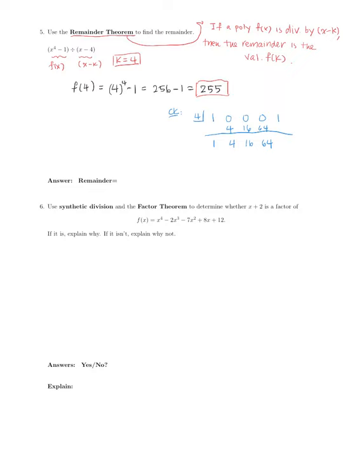Oh, you know what? Hold on one second. Sorry, I made a mistake. This should be negative 1, right? Because the constant term is minus 1. Sorry about that. So in this case here, 64 times 4 is what? 256. Subtract 1, 255. Boom. This is going to be the remainder. So it checks. All right. So the answer, the remainder is 255.